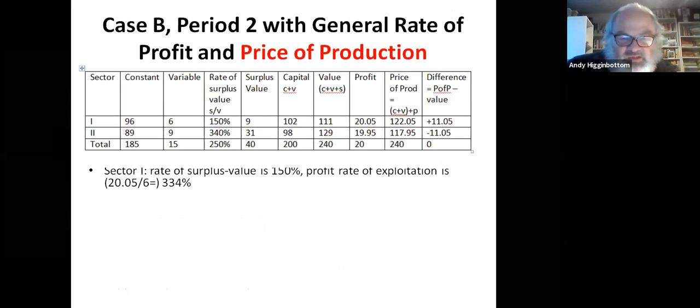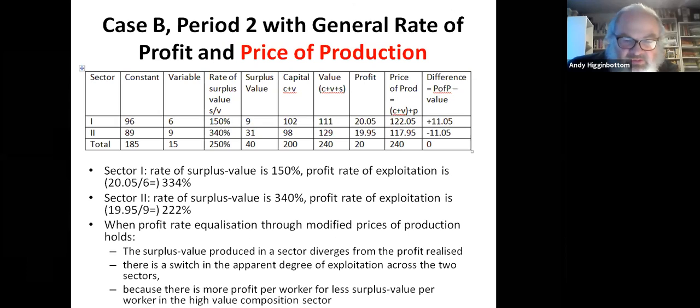And again, I'm just repeating the story, working through a second example here, country B, period 2, okay? So when the profit rate equalization modifies prices of production, what you have is the surplus value in a sector diverges from the profit realized in it. And there is a switch in the apparent degree of exploitation across the two sectors.